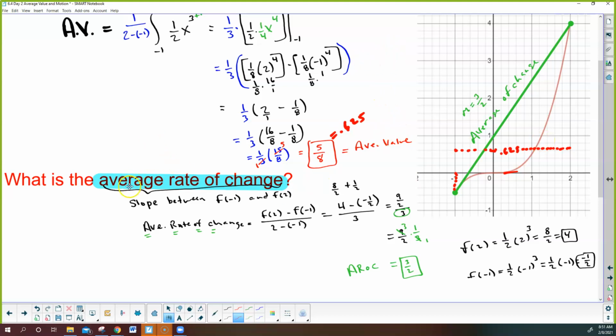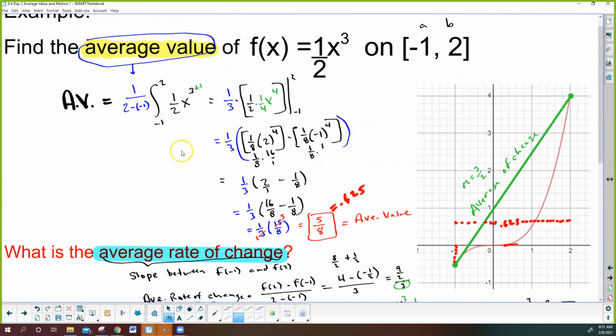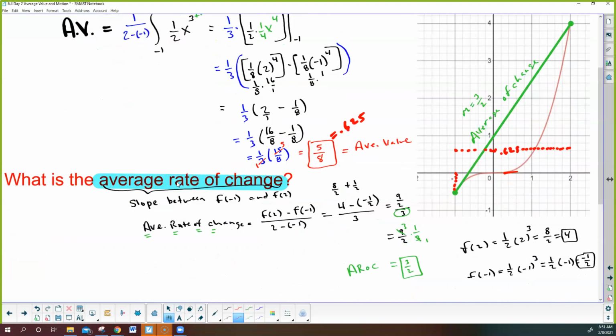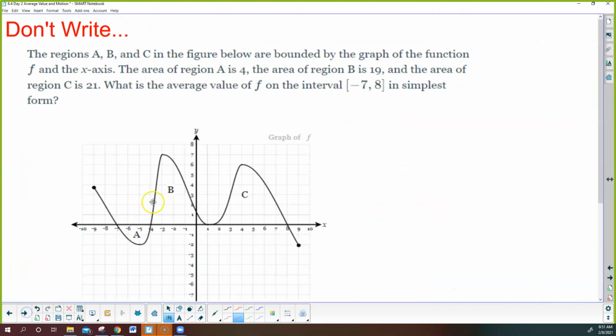So please know the difference between the words average rate of change and average value, because that is definitely something they try to trick you on. Okay. All these notes will be posted, so if we went over something too fast or you want to go back and look at it, you definitely can.